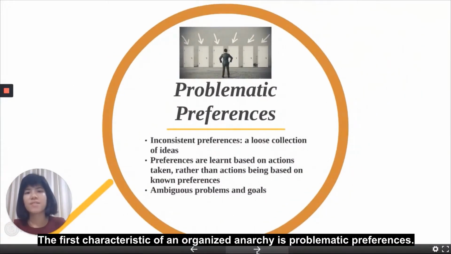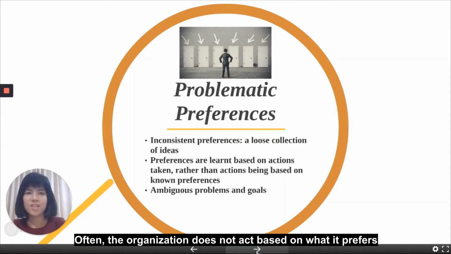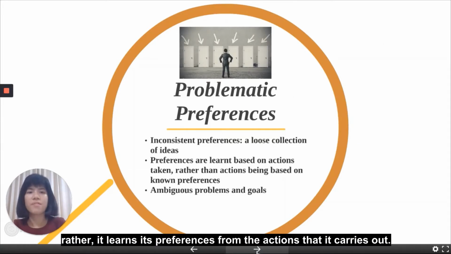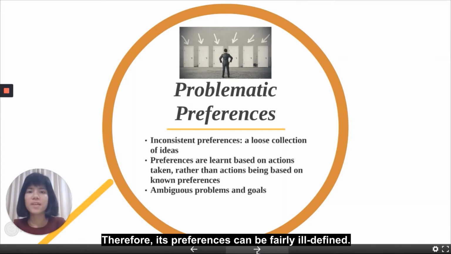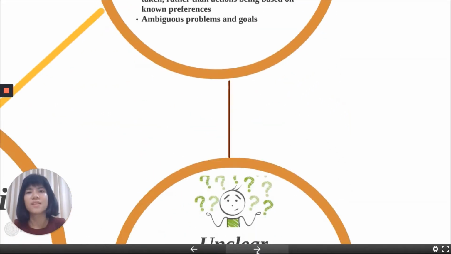The first characteristic of an organized anarchy is problematic preferences. Often, the organization does not act based on what it prefers. Rather, it learns its preferences from the actions that it carries out. Therefore, its preferences can be fairly ill-defined.